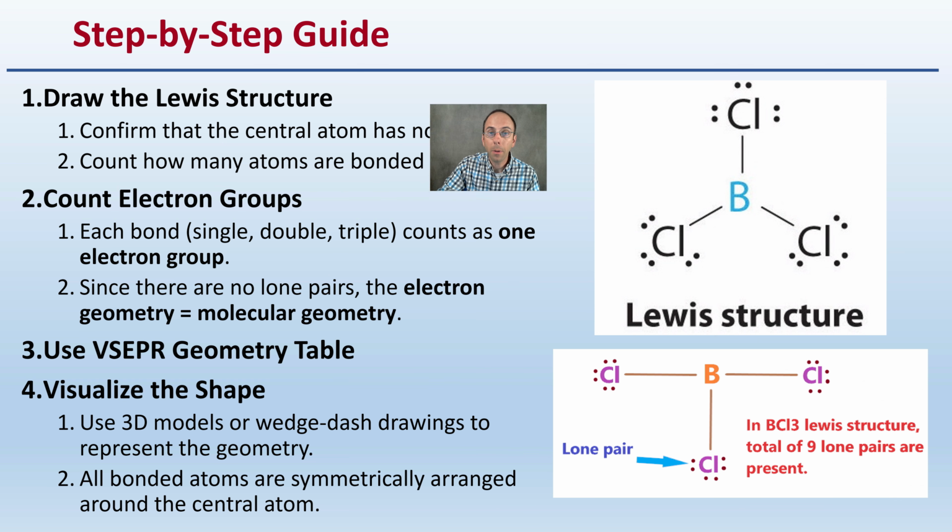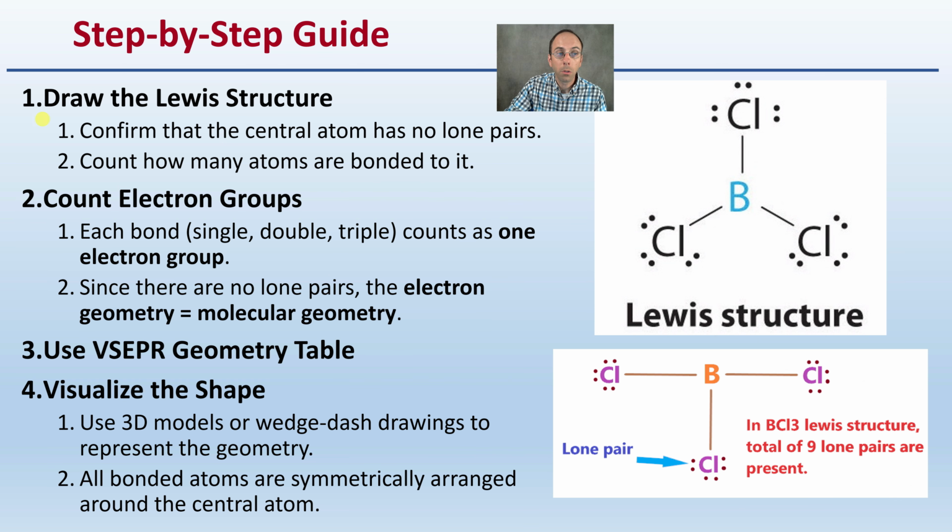So what's a step-by-step guide here? Well, we want to draw the Lewis structure, confirm the central atom has no lone pairs, and count how many atoms are bonded to it. Then we want to count the electron groups. Each bond, whether single, double, or triple, counts as 1 electron group. Since there are no lone pairs, the electron geometry essentially equals the molecular geometry.